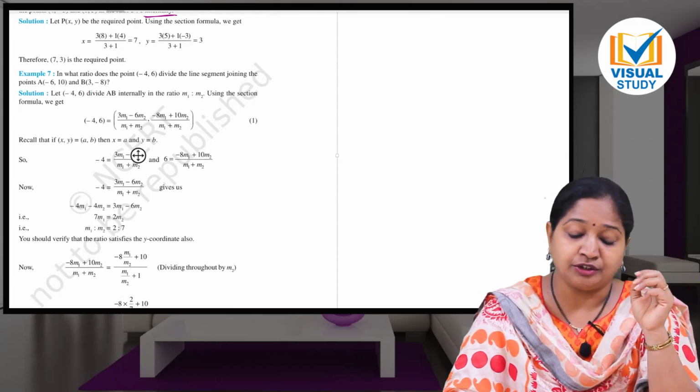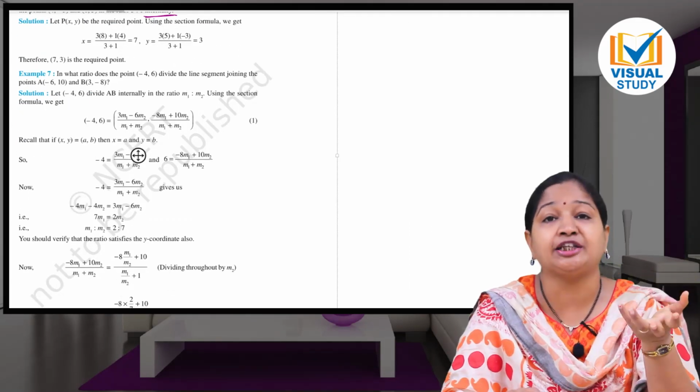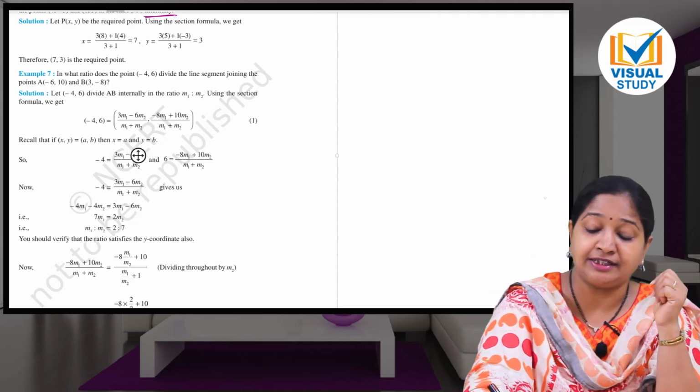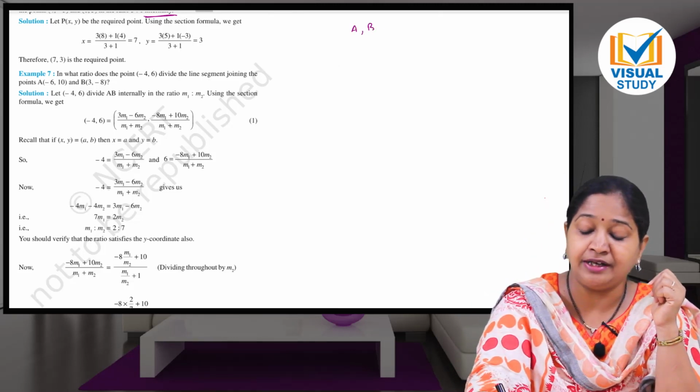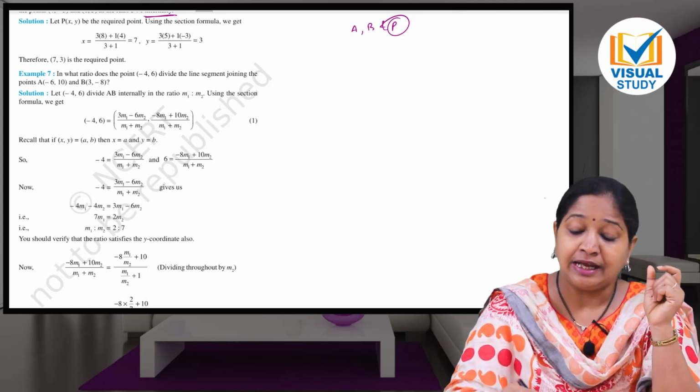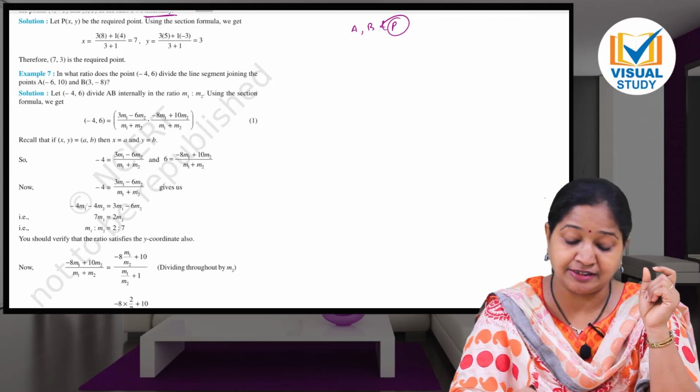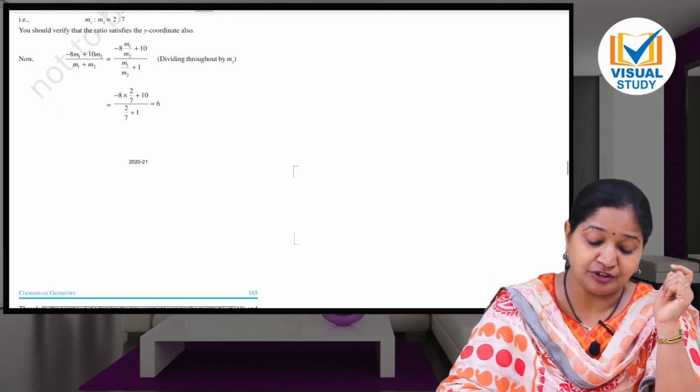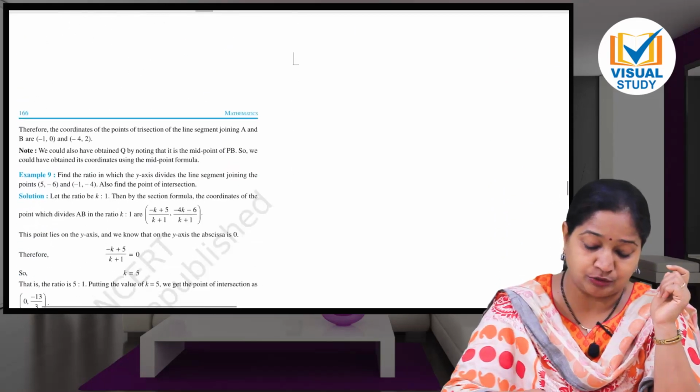In what ratio? Here, they have not given us the ratio. They have given us the point, that is, they have given us the A, B and P points also. So, instead of P, X, Y, we have to put -4 and 6 and you will find out the value of M. We will do this in our exercise also.